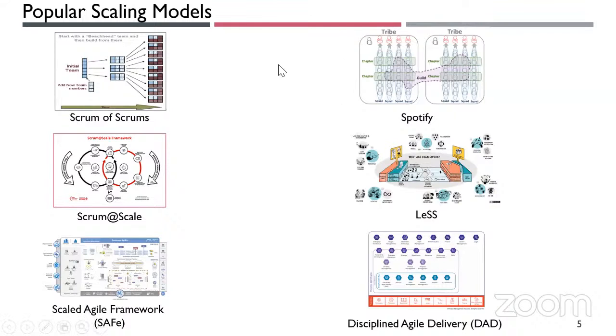What exactly are the scaling approaches and which are these models? And of course, I have not worked on all of them. By the way, even Disciplined Agile Delivery, they no longer call it a model or a framework. They call it a toolkit.